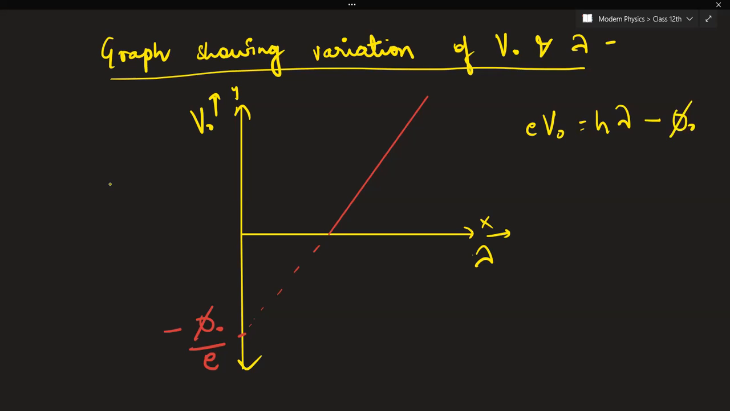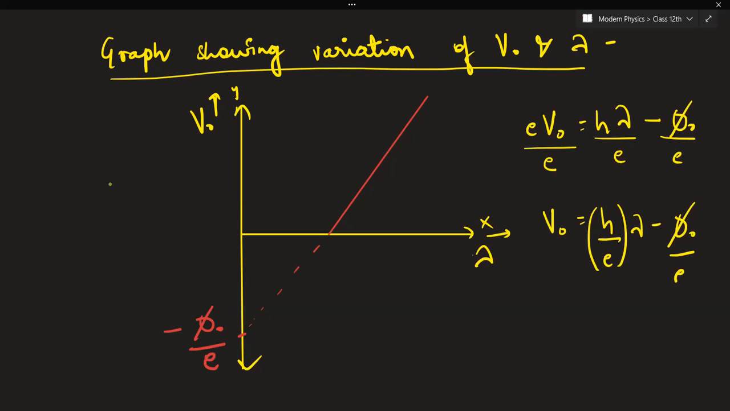Now see, if we divide this equation by e, so what will happen? Here e, here e, here we'll have e. So the equation will look like this. The stopping potential, that is V naught, is equal to h by e times nu, minus phi naught by e. Now look, is it similar to this?